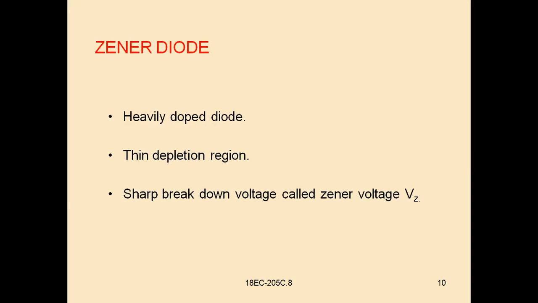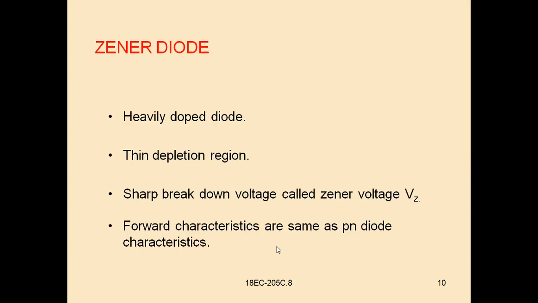Let us see the Zener diode. This Zener diode is a heavily doped diode and it is going to have a thin depletion region, and meanwhile it is going to have a sharp breakdown voltage, which we can call the Zener voltage, represented by VZ. Forward characteristics are the same as the normal PN diode characteristics, whereas the difference shows in the reverse characteristics. The reverse characteristics are not the same as the PN diode. It is going to be different.